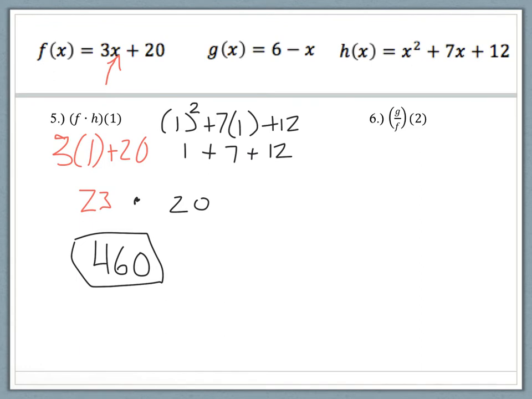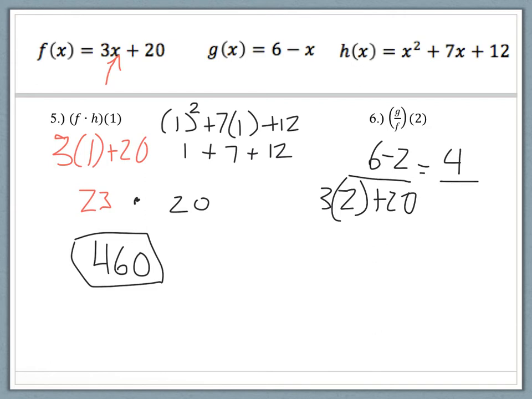All right, so now my next one, I have g divided by f of 2. So same thing, we're going to do 6 minus x, which is 2, which gives me 4. And then I'm going to do my f of 2, which is going to be 3 times 2 plus 20. Okay, 3 times 2 is 6, plus 20 is 26. So we have 4 over 26. Since it's just division, I'm going to write it as that fraction.